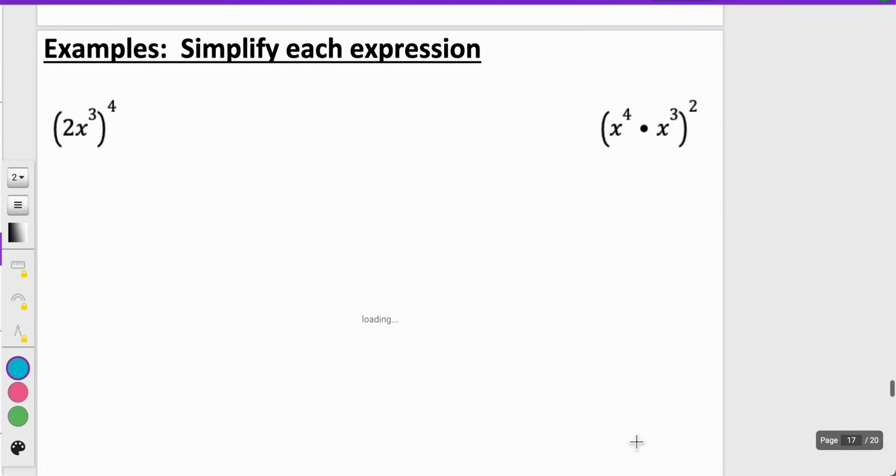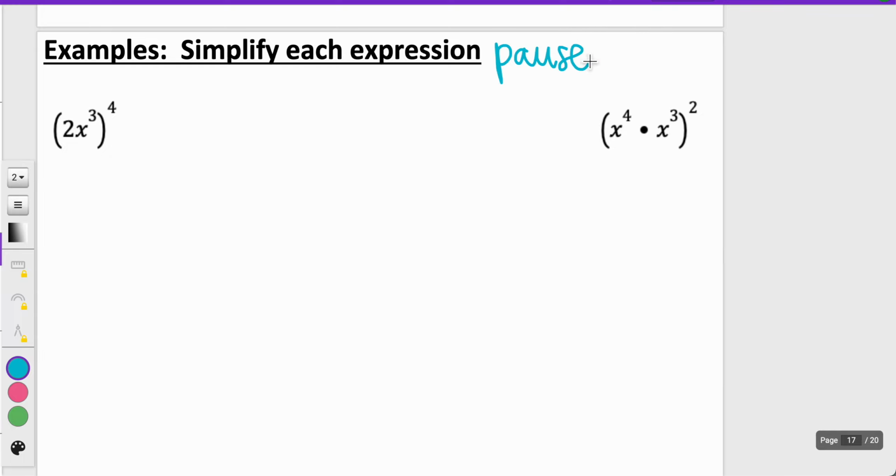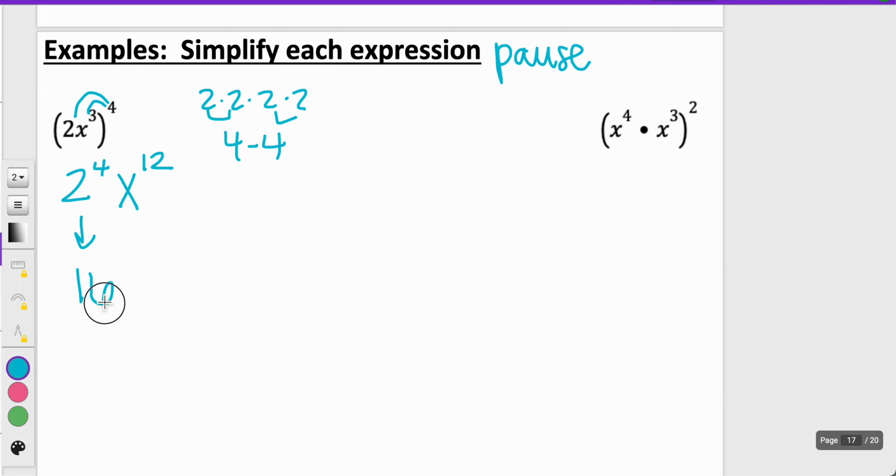We're going to practice a little bit more with simplifying. Again, as I start each slide, you can go ahead and pause the video, try it on your own, and when you're ready to check it, click play. So this first one, that 4 is going to get distributed to everything inside the parentheses. So 2 to the 4, and then x to the 3rd times 4 will be x to the 12th. 2 to the 4th power, if you wanted to simplify that, that's 2 times 2 times 2 times 2, or 4 times 4, which is 16, and then x to the 12th.